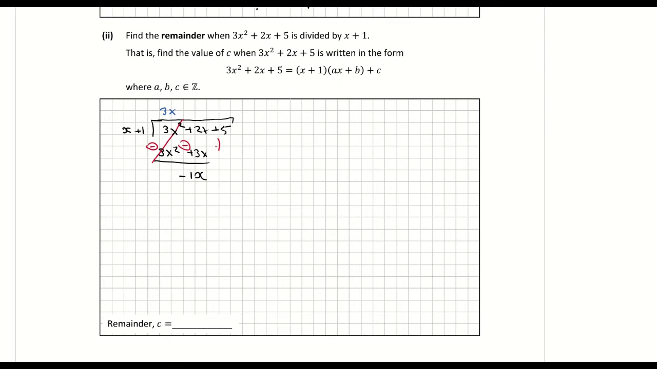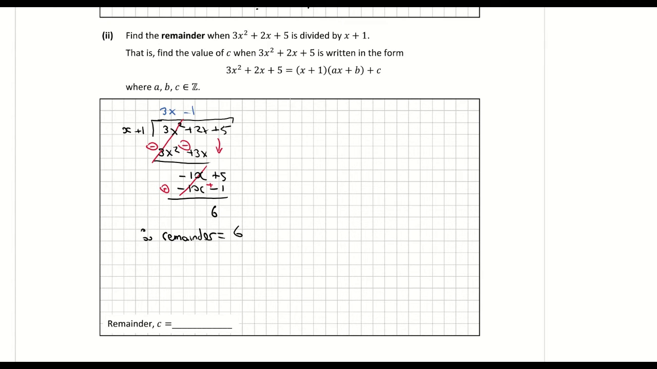I'm then bringing down my positive 5. So I'm now dividing x into minus 1x, which gives me just minus 1. Multiplying back down, that minus 1 gives me minus 1x, and minus 1 by positive 1 is negative 1. Same thing again, multiply across by a minus, or change the sign, so that one becomes a plus, that becomes a plus, they'll cancel, and then 5 plus 1 is 6. So therefore my remainder is equal to 6.